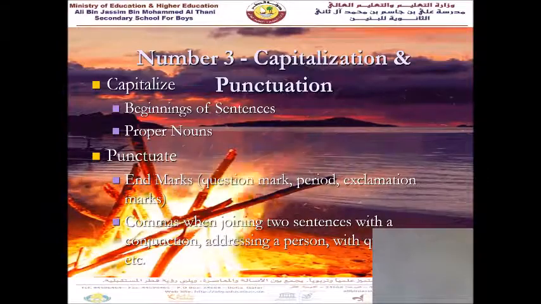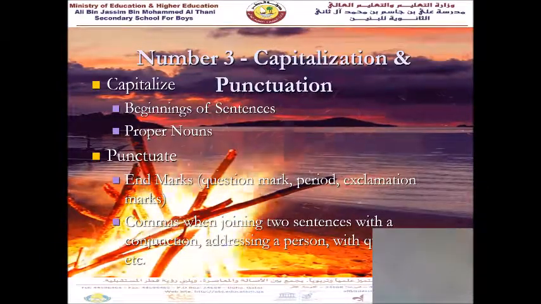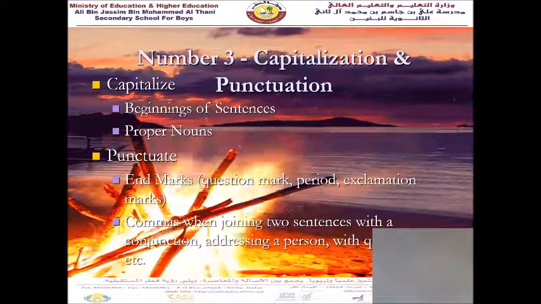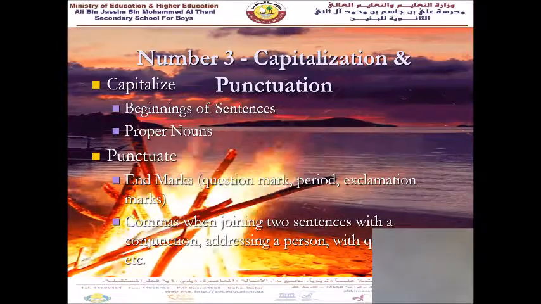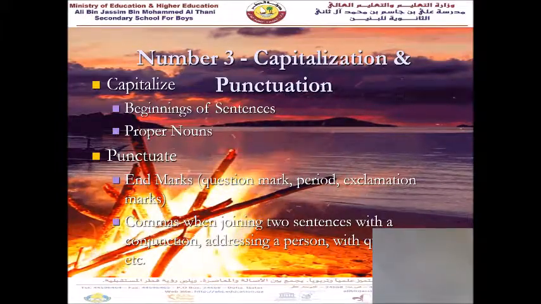Number 3, capitalization and punctuation. Capitalize beginnings of sentences and proper nouns. Punctuate end marks: question mark, period, exclamation marks. Commas: when joining two sentences with a conjunction, addressing a person, with quotations, etc.